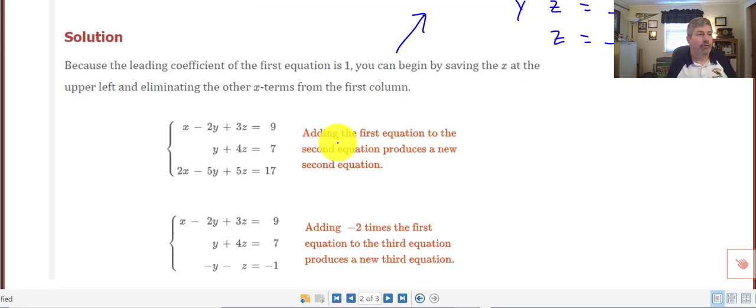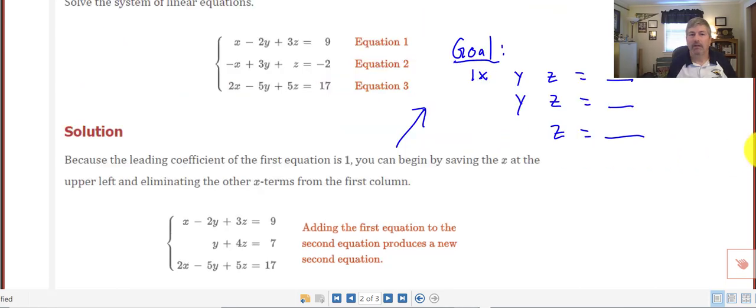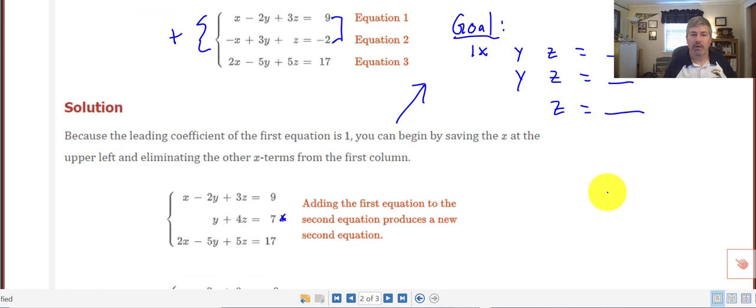By adding the first and the second equation, the x drops out here. As you can see, if I add these two, that's what we did first. The x's dropped out. -2y plus 3y produces a +1y, and 3z plus z gives us a 4z, and 9 and negative 2 is 7. So by adding those two equations, we get that middle equation. So we're in pretty good shape here.